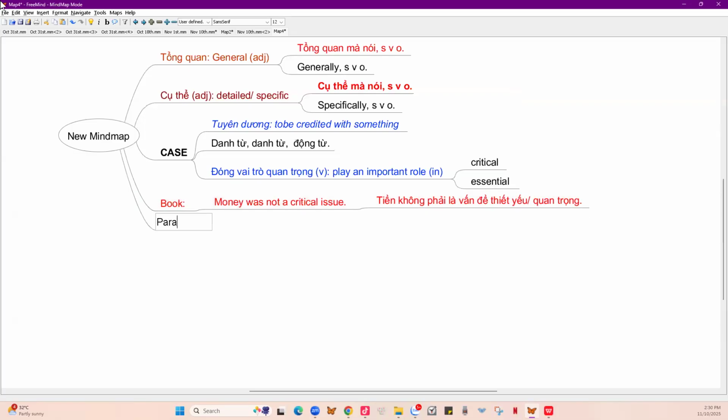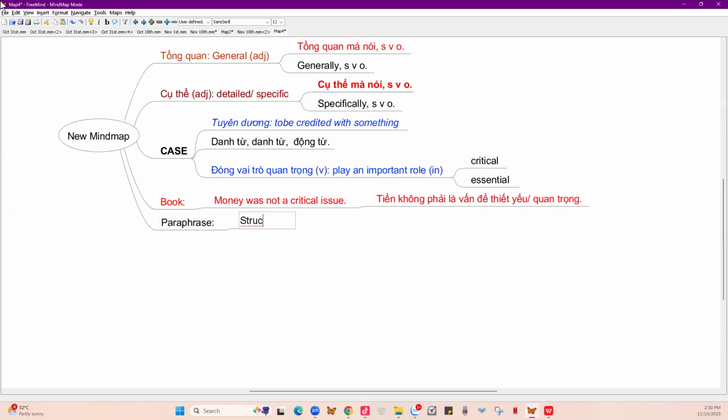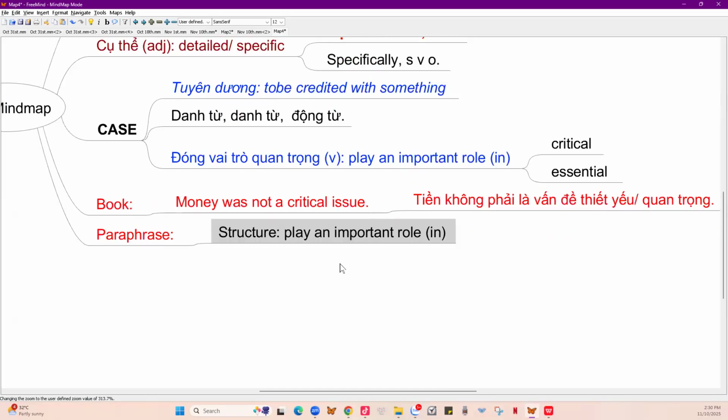Thì bây giờ paraphrase lại, có nghĩa paraphrase có nghĩa là dùng một cái cấu trúc khác, lập một cái câu khác nhưng mà phải giữ cùng nghĩa. Thì cái cấu trúc được gọi là structure đang cần dùng là play an important role in, ok. Nếu biết rằng là đóng vai trò quan trọng trong việc gì thì giữ từ trong, không có từ trong bỏ nó đi. Thì đây câu gốc của nó là money was not a critical issue. Thì bây giờ mình sử dụng cái cấu trúc play an important role để mình tạo ra một câu khác mà phải cùng nghĩa với cái câu số 1 này.